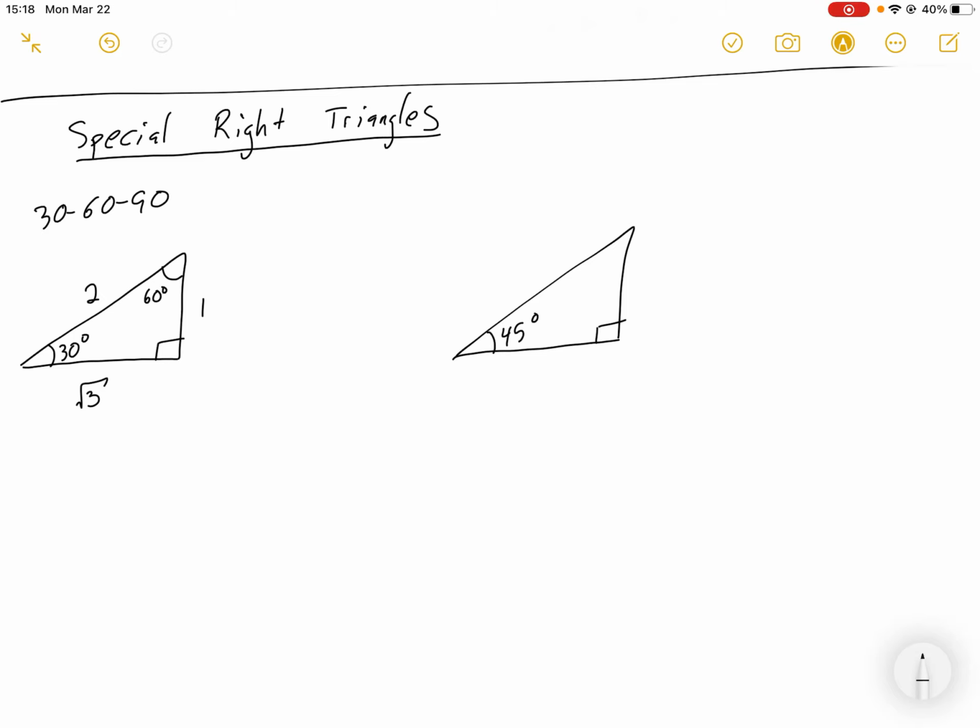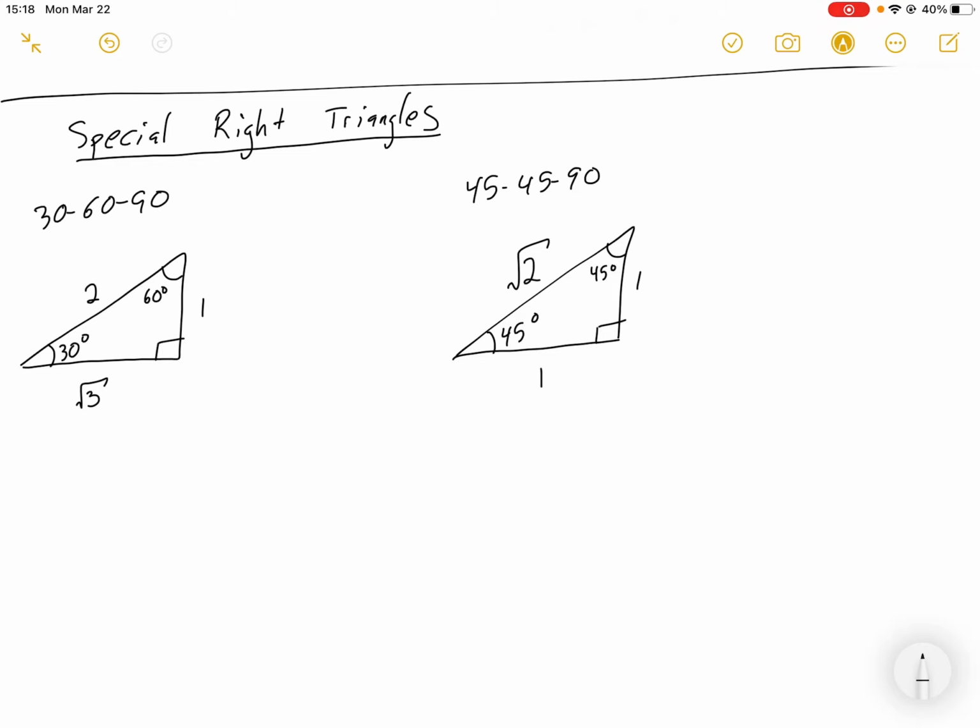And then the other one is when we have equal angles, 45 degrees on each of those. In this case, the side lengths we can call 1 and 1, and the hypotenuse is the square root of 2. We could go through proofs for where these come from, but I'm not going to do that in this video. You probably saw this in geometry at some point.